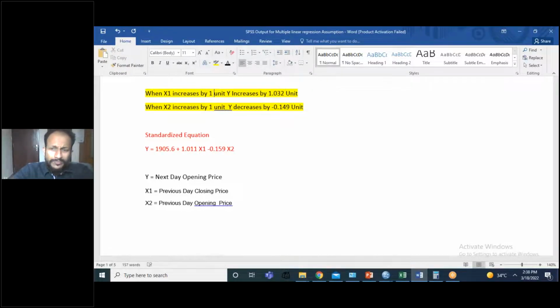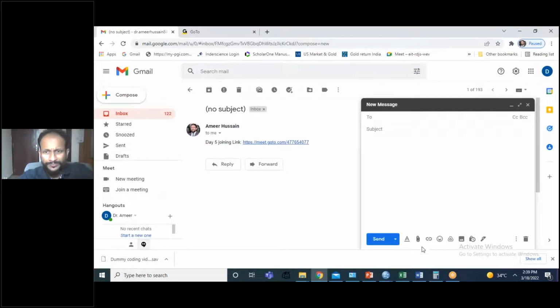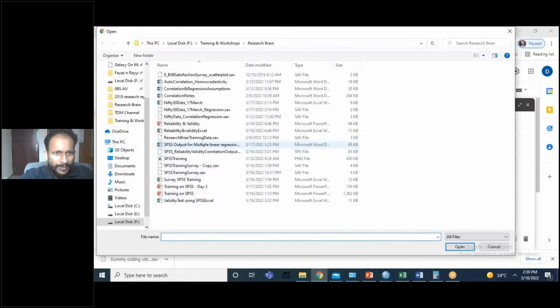So till now we have done two types of regression. One is simple linear regression, and the other one is multiple linear regression. Now, apart from this, there are three more types of regression which we are going to discuss today. Of course, we won't be able to discuss those three types of multiple regression equation. For that, I'm going to share a data set with you so that you can use it for the analysis purpose.